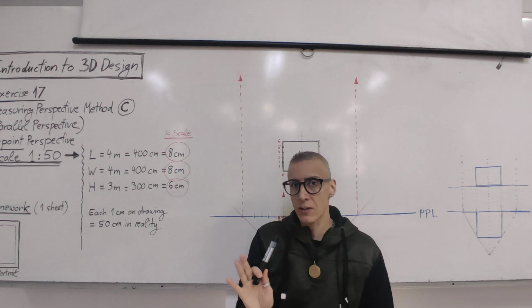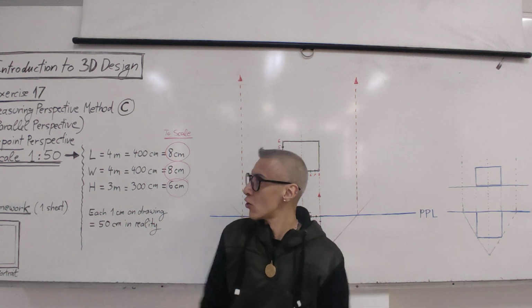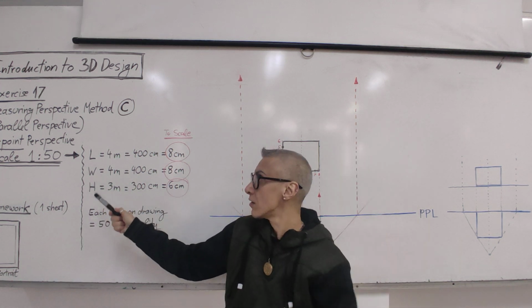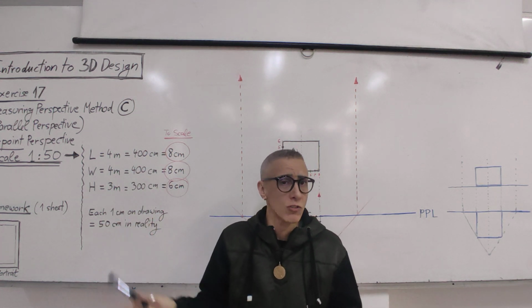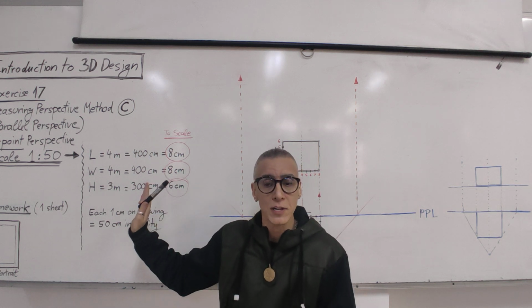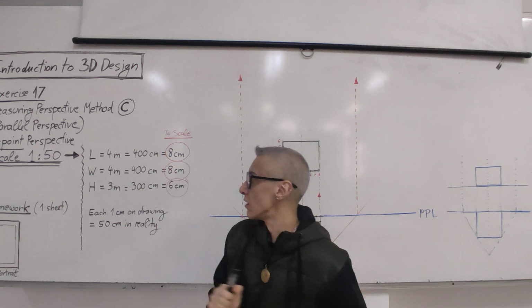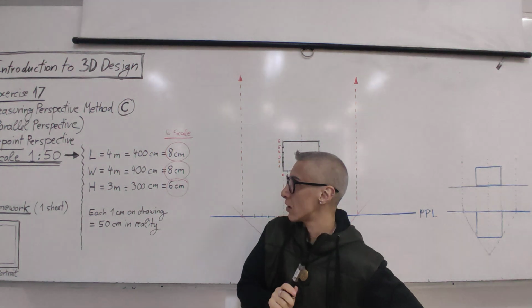So I choose basically the measurement of the room to be the length 4 meters, width 4 meters, and height 3 meters, okay? But of course these measurements can change from room to room and whatever you're drawing. This is just as an example to show you the method of drawing, okay? So length, width, and height, we have 3 meters for the height and 4 meters for length and width.